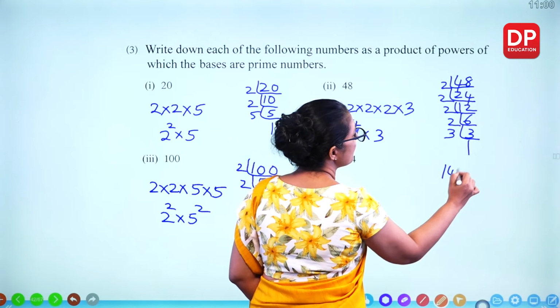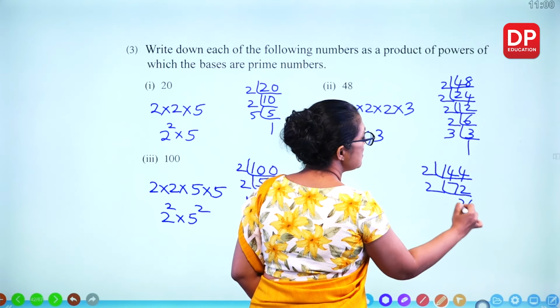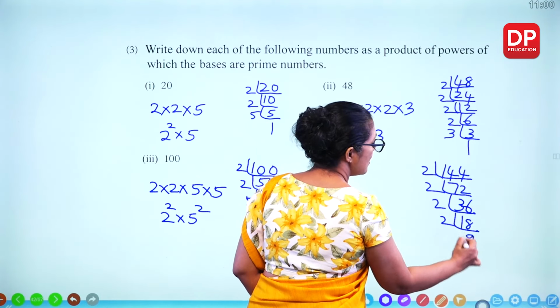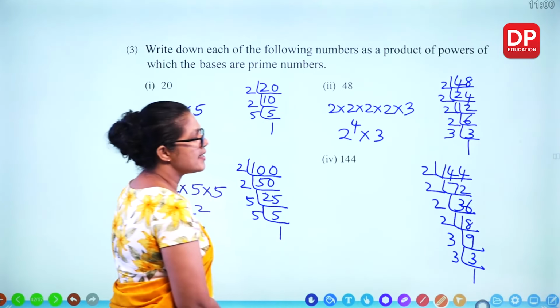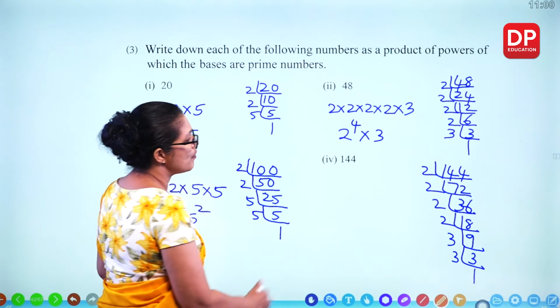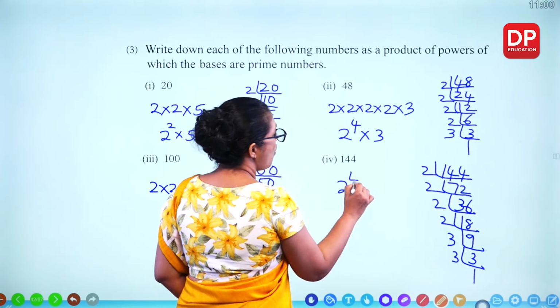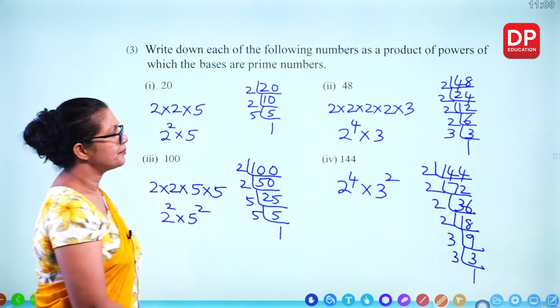144. Divide by 2, you get 72. Again divide by 2, 36. 18. 9. When you divide this by 3, you get 1. So how can you write? How many 2's? 1, 2, 3, 4. And how many 3's? 1, 2.